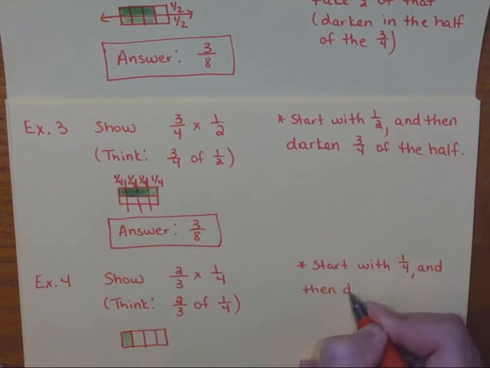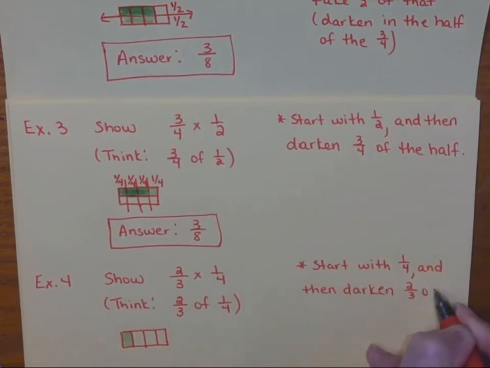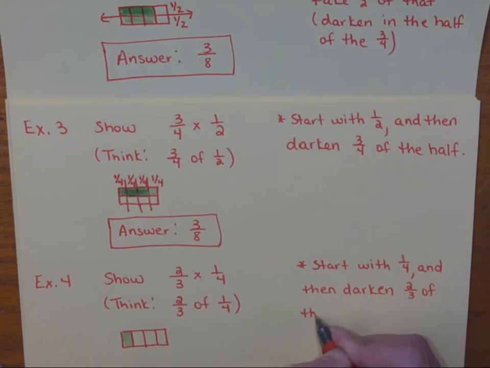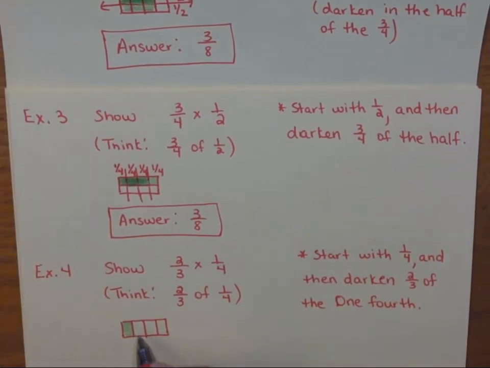Okay, and then we're going to darken how much of it? 2/3, right? So we're going to darken 2/3 of the fourth. So I'm going to say of the 1/4. If you partition it off the other way, you get 1/3 here, here, and here. Okay, but we want 2 of those thirds. So we want 2 of these. So I'm going to make that real dark.